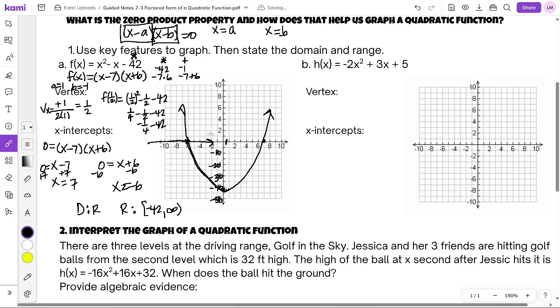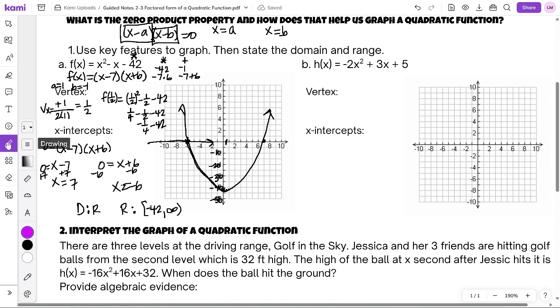I could talk about where the graph is above the x-axis, where it's positive. So that'd be negative infinity to negative 6, and then from 7 to infinity, or where it's negative, between negative 6 and 7. So we could talk about all of those things, and all the things that we've talked about in the past. So make sure that you can answer those questions.